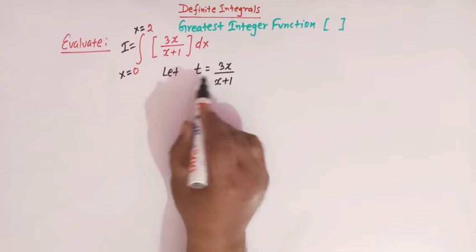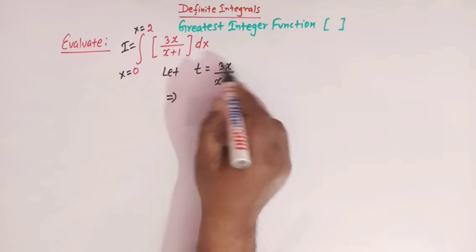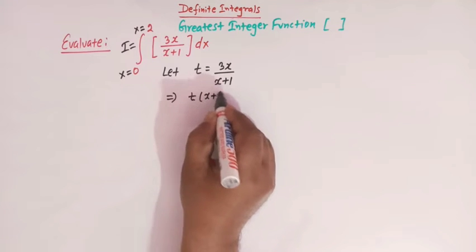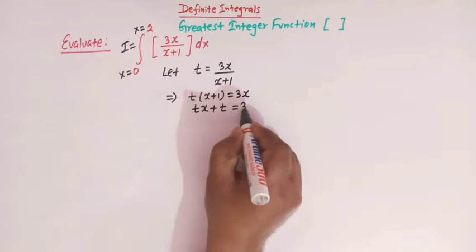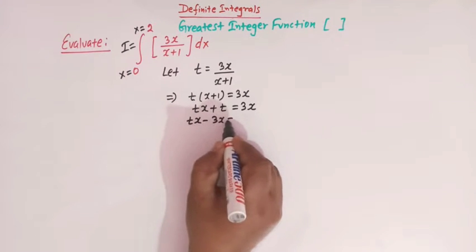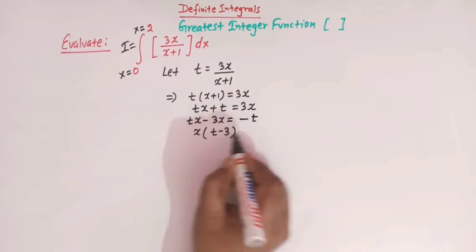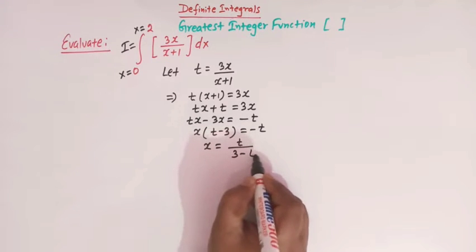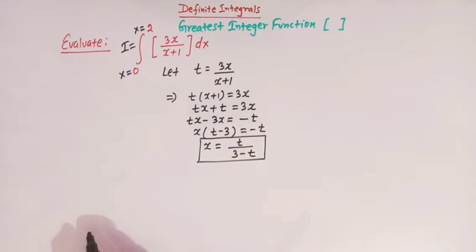So now t is equal to 3x over x plus 1, and let us solve this equation for t. We have t times x plus 1 is equal to 3x, so tx plus t is equal to 3x, and we can write tx minus 3x is equal to minus t. Then x times t minus 3 is minus t, and x is t over 3 minus t. So now we have x in terms of t.